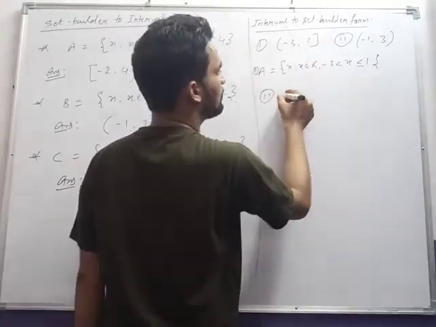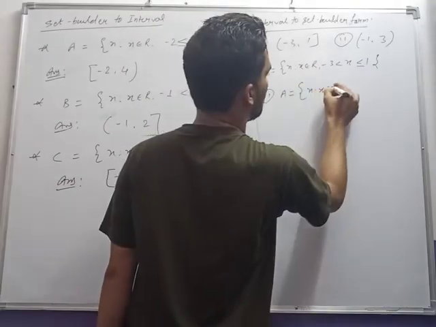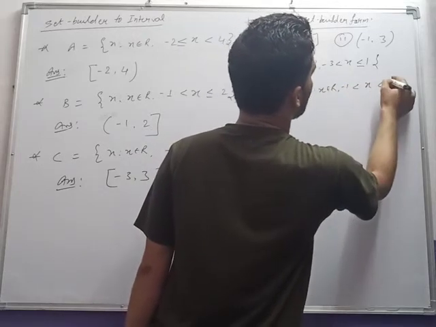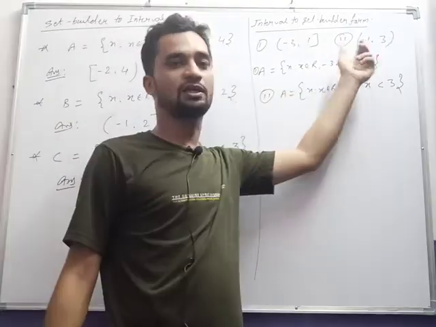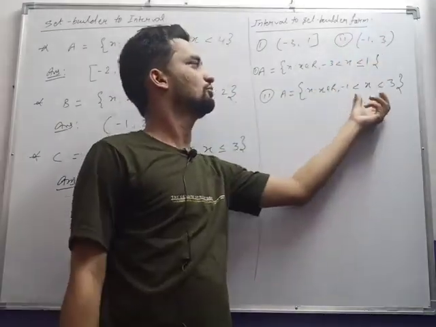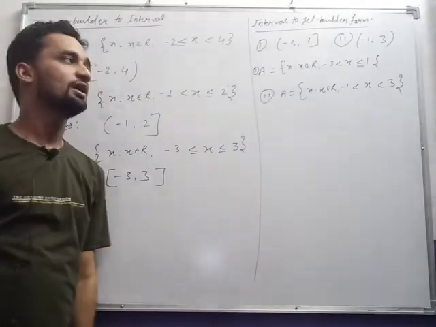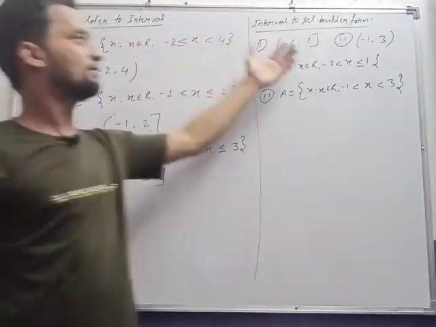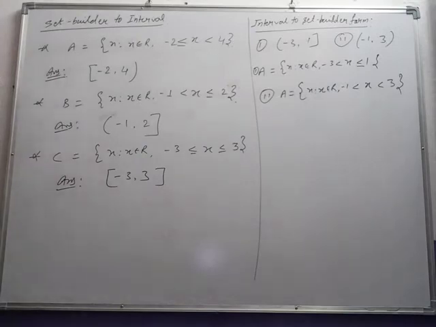Second, again I am taking a set such that x belongs to real numbers and the condition of x is between -1 and 3, and here you can see both are open brackets, so no equal sign should come here. So now you can form the interval, and with the help of the interval you can make the set builder form. I think you understand how to solve this type of questions. Thank you.